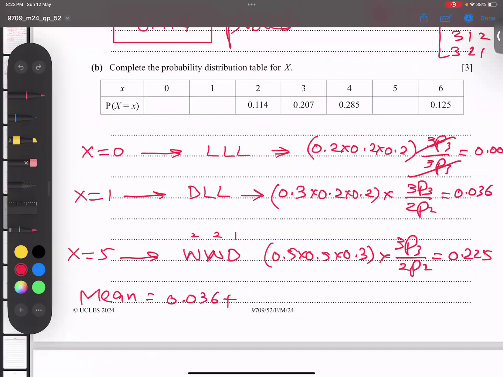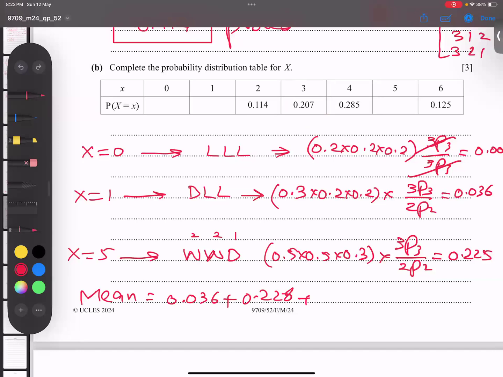2 times this. So I am typing directly, students, to save our time. 2 times 0.114 is coming 0.228. I think you are getting my point, what I'm saying. Okay. Third value. So 3 times 0.207.